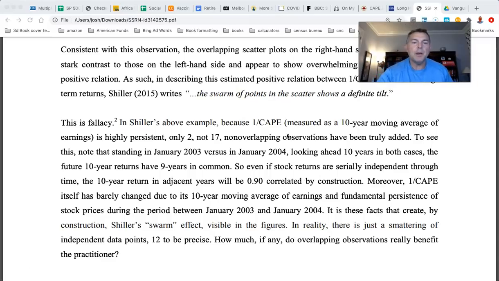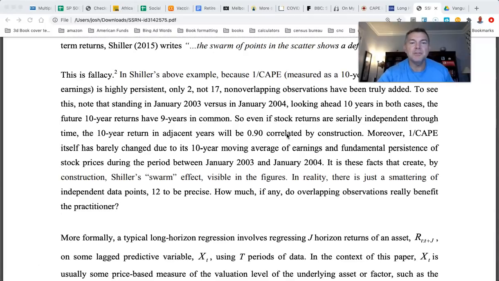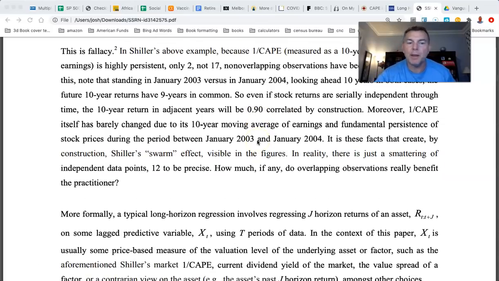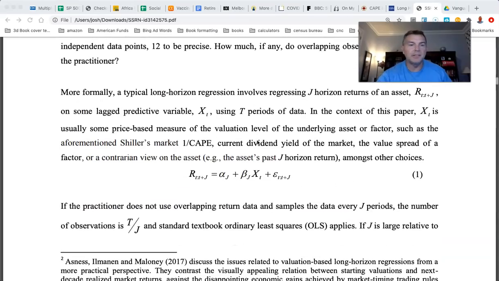Moreover, CAPE itself has barely changed due to its 10-year moving average of earnings and the fundamental persistence of stock prices during the period from January 2003 to 2004. It is these facts that create by construction Shiller's swarm effect, visible in the figures. But in reality, there's just a smattering of independent data points, 12 to be precise. How much, if anything, do overlapping observations really benefit the practitioner? And he goes on to say it doesn't benefit at all.